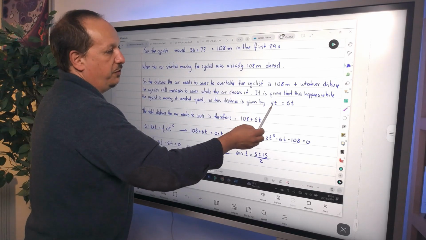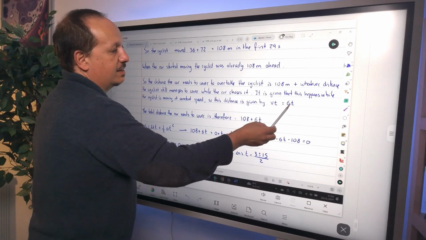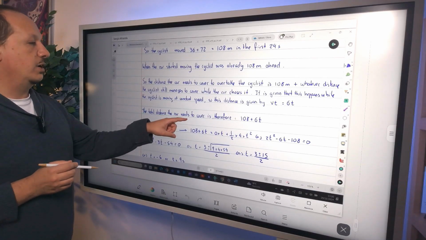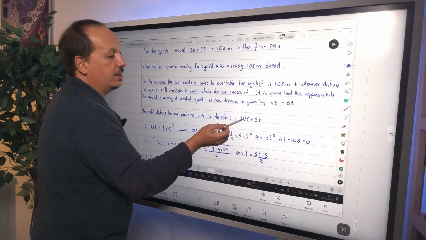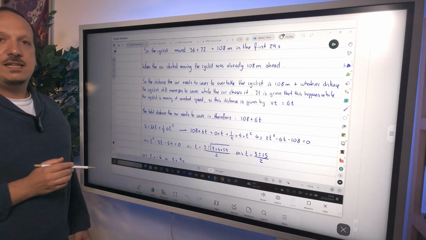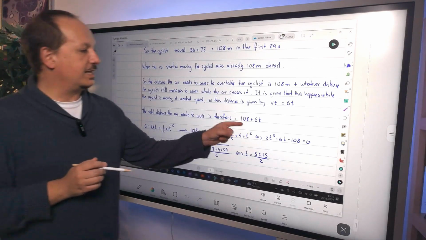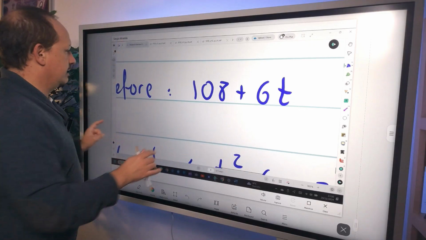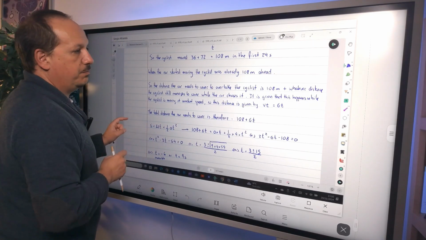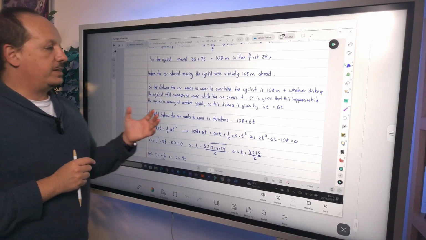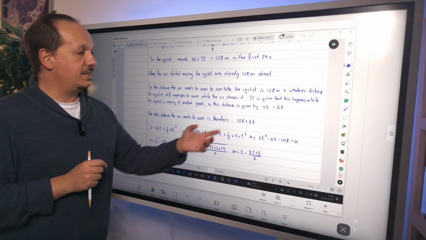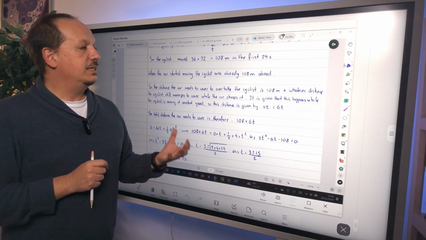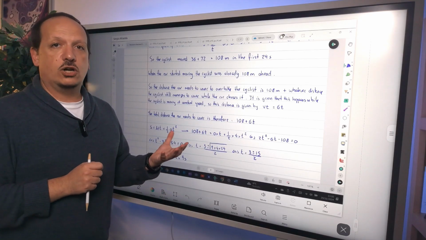So the distance is given by the formula for constant speed, right? It is Vt, the constant speed is 6. So the expression is 6t. So the total distance the car needs to cover is 108 plus 6t, all right? This is the distance that the car will need to cover. The 108 meters that the cyclist moved on the first 24 seconds, plus this 6t, which is an expression for the distance the cyclist is moving while it is at constant speed.